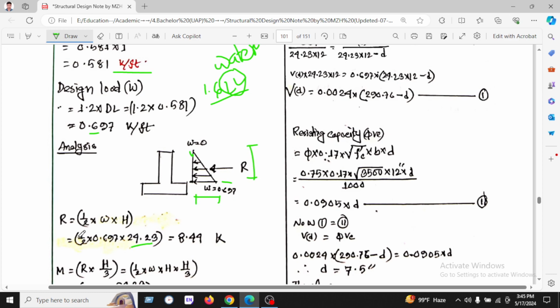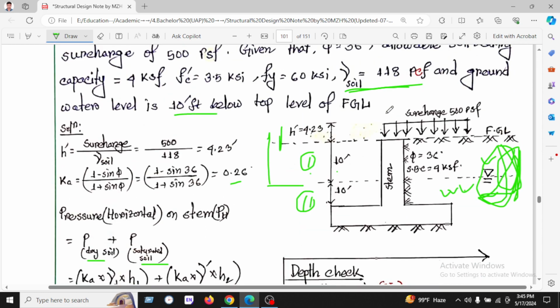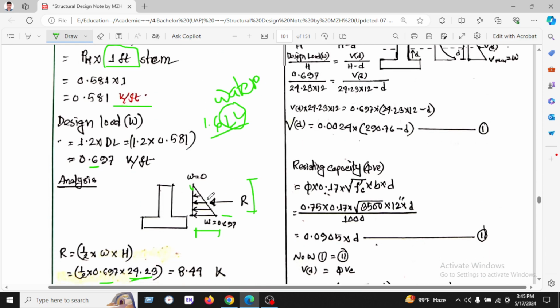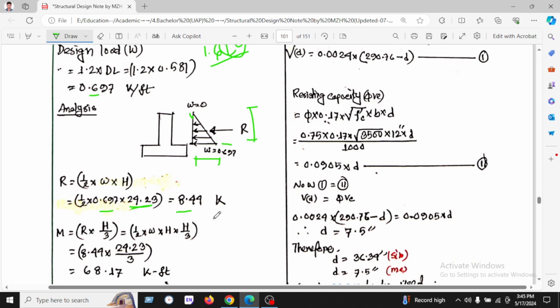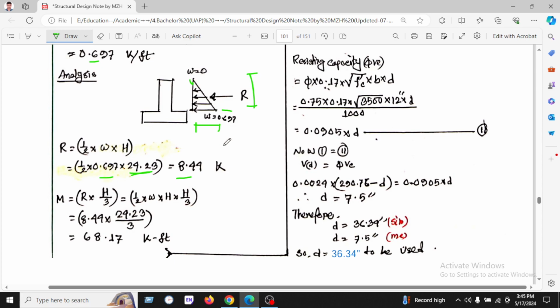So 24, half into length 0.697 and height 24.23. Here is the 24, 10, 10 and plus 4.23. So 24.23, which is 8.44 kg. And we have the load applied here.